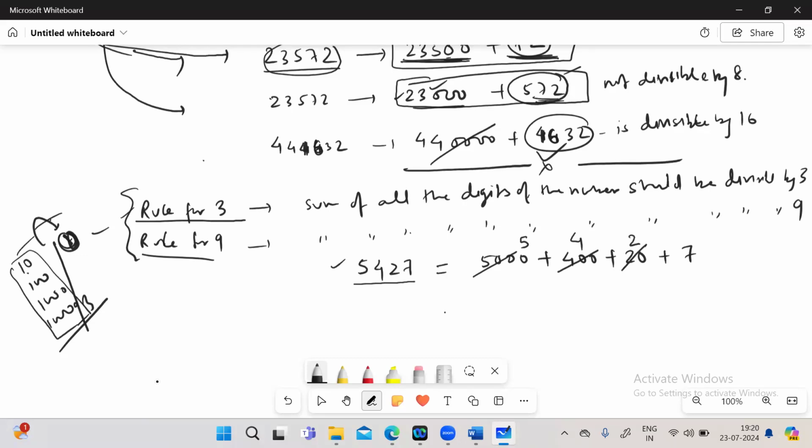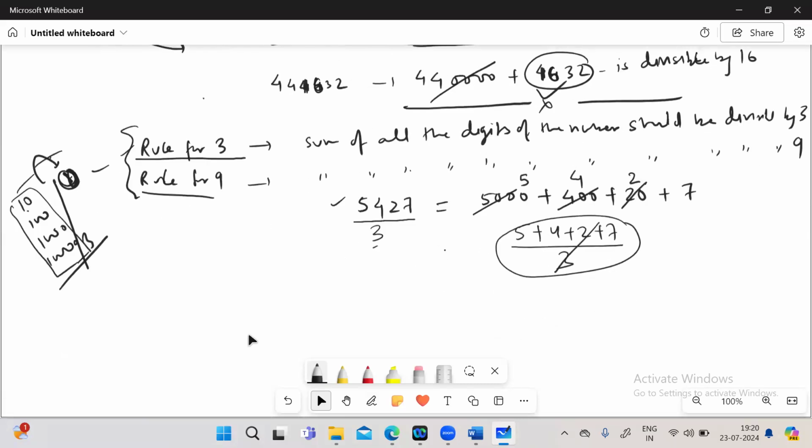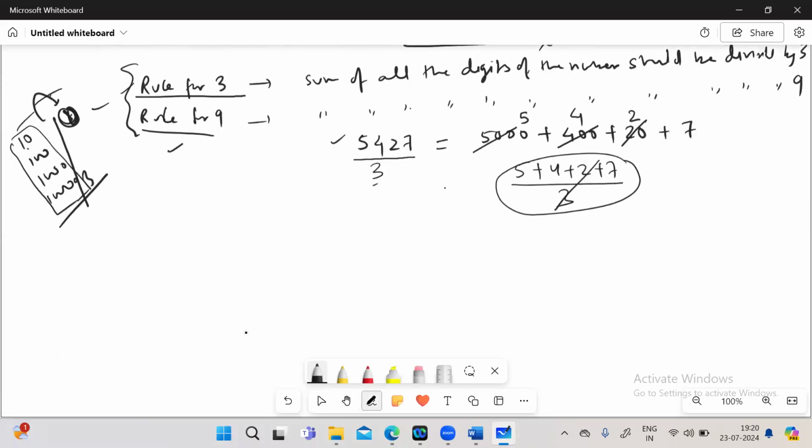So all the parts of the number which we did not divide by 3 was 5 plus 4 plus 2 plus 7. And if this is divisible by 3, the number is divisible by 3, or whatever the remainder you will get here, you will get the remainder here also. Okay. So similarly, if you want to explain the divisibility rule of 9, it will be similar, that 9 is divisible by 3.